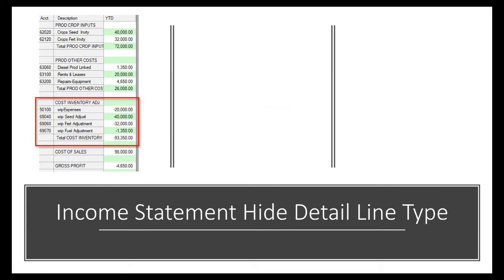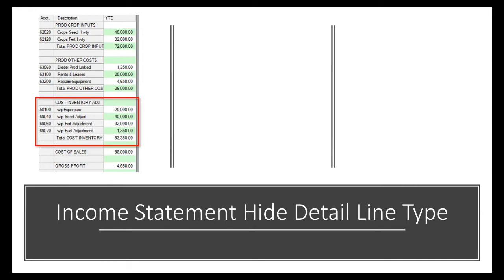Okay, then the other question we had was, here we're creating this inventory adjustment section with a bunch of negative numbers. What do they mean? They're confusing, especially as you're looking at your income statement.